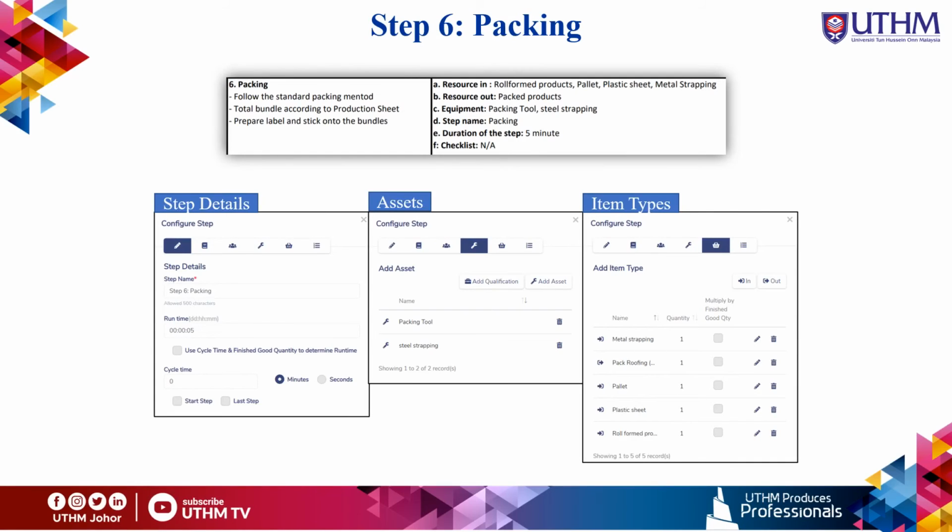Step 6 is packing. Packing follows the standard packing method: total the bundles according to the production sheet, and prepare labels and stick them onto the bundles. Resource in is roll formed products from the previous step, plus pallet, plastic sheet, and metal strapping. Resource out is packed products, and equipment is packing tools and steel strapping. The duration is 5 minutes, and there is no checklist.